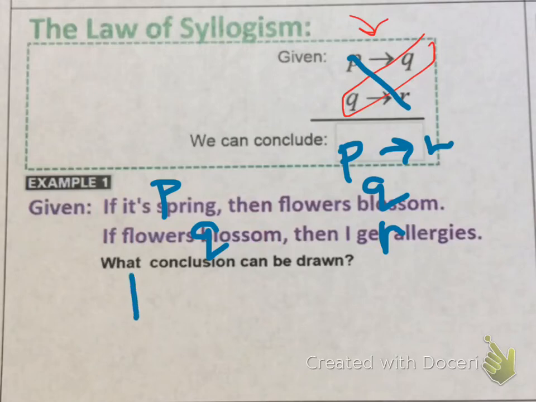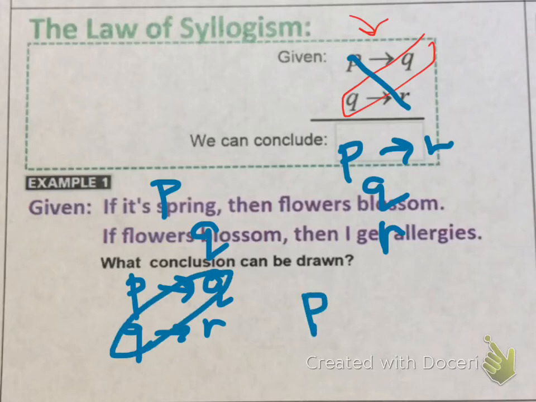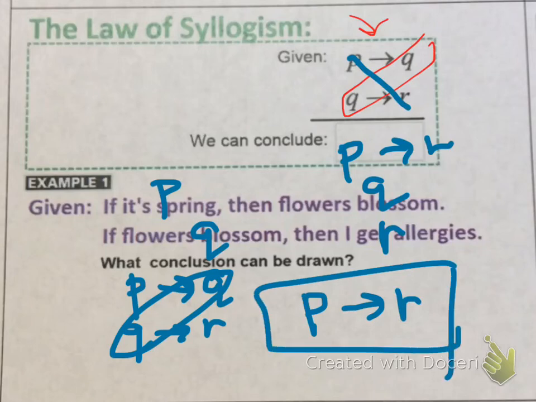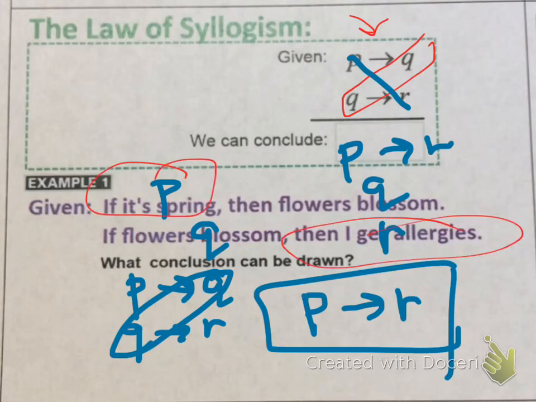Well, again, we have if P then Q, and then we have if Q then R. Again, those Q's are the same there, which means I can conclude if P then R. So what does that really mean with our example here? It means if it is spring, then I get allergies.